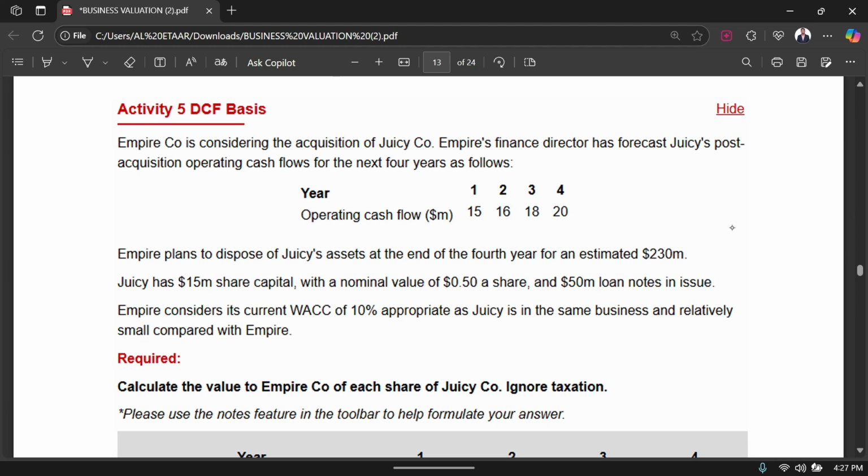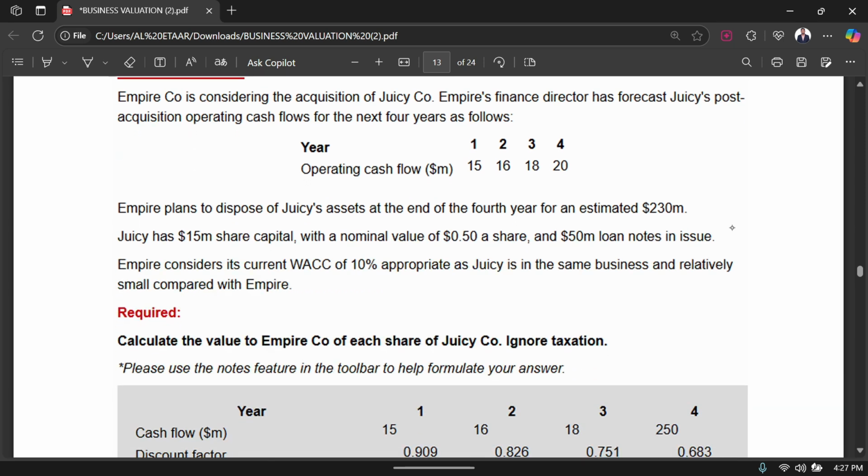Okay, going forward, this is activity number 5 that we need to cover. So you can see over here they have given you some years for the company, and they have given you the company's operating cash flows. Then it says that the company plans to dispose of Juicy's asset at the end of 4th year for an estimated $230 million. Juicy has $15 million share capital with a nominal value of 0.50 a share and $50 million loan note in issue. Empire considers its current WACC of 10% appropriate as Juicy is in the same business and relatively small compared with Empire. Required: calculate the value to Empire Company for each share of Juicy Company.